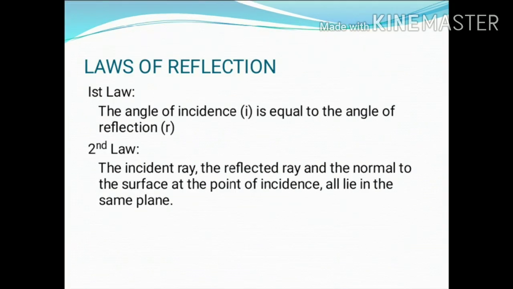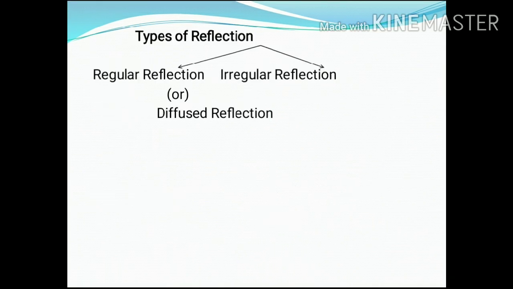Laws of reflection. There are two laws. The first law: the angle of incidence i is equal to the angle of reflection. The second law states that the incident ray, the reflected ray and the normal to the surface at the point of incidence all lie in the same plane. Types of reflection: regular reflection and irregular reflection.